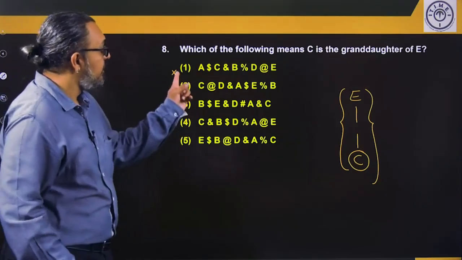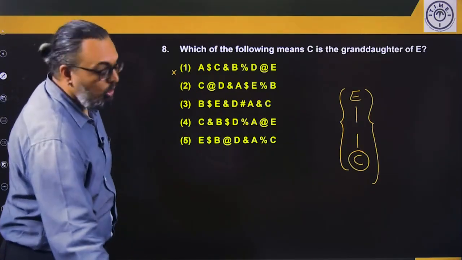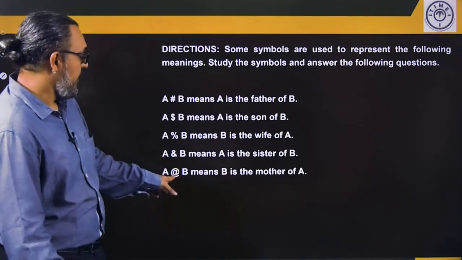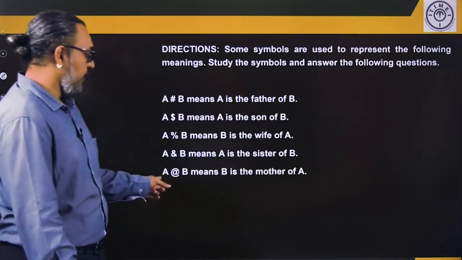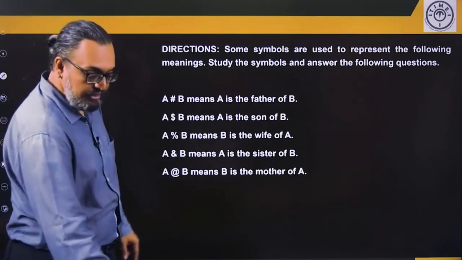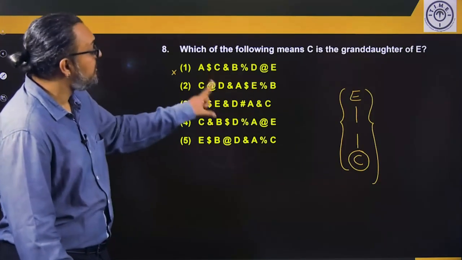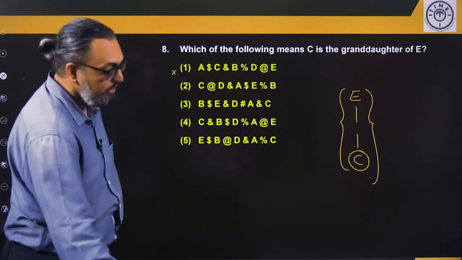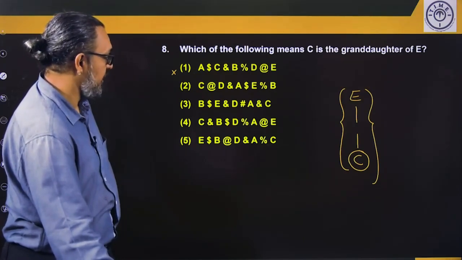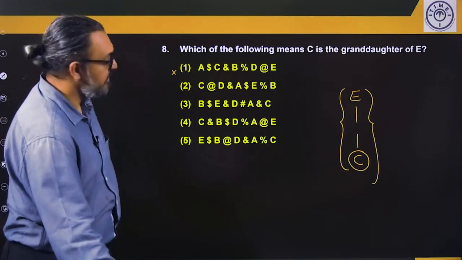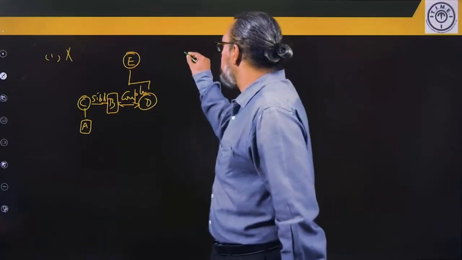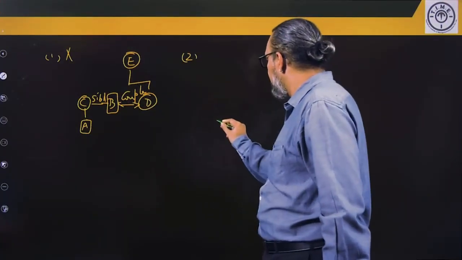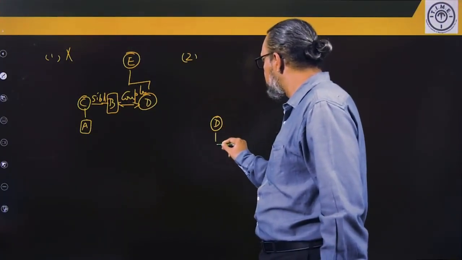Then let's take the next, C at the rate D. So what does at the rate mean? B is a mother of A in the reverse. C at the rate D, you will have to take D is a mother of C. Gender of C is still unknown for us. So let's take that. So choice 2, we have D is a mother to C.